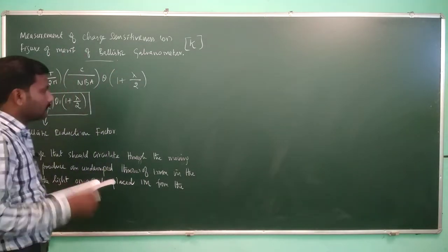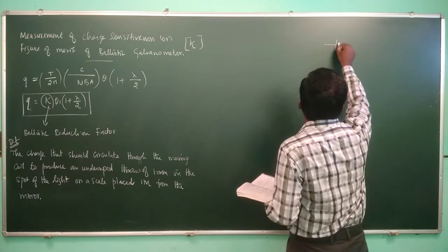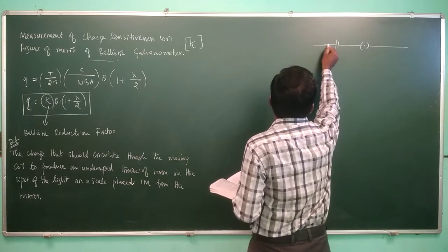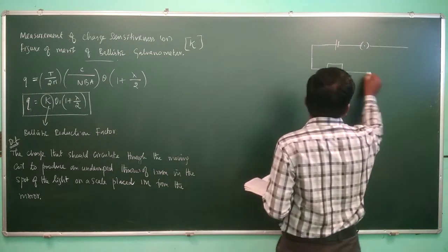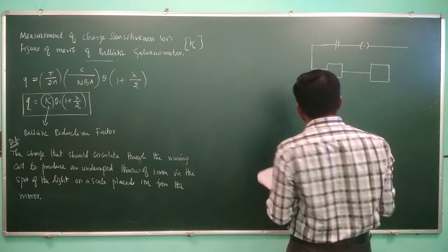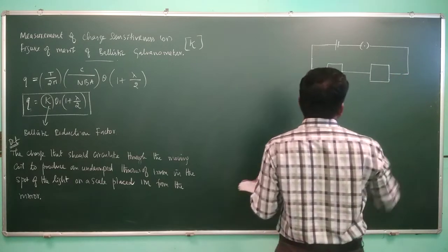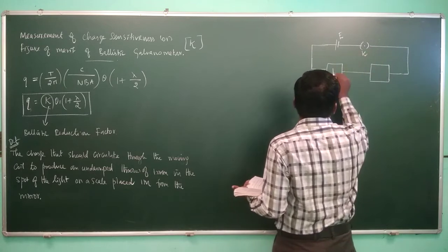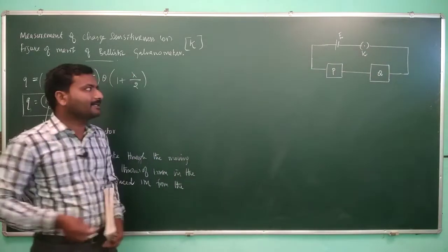And how to measure that? The experimental setup consists of the following: a battery, a key, and two resistance boxes P and Q. Almost in all the experiments, this part is constant. There won't be a big change in this top part. So: battery, key, resistance boxes P and Q. In general, P and Q are used as decade resistance boxes.